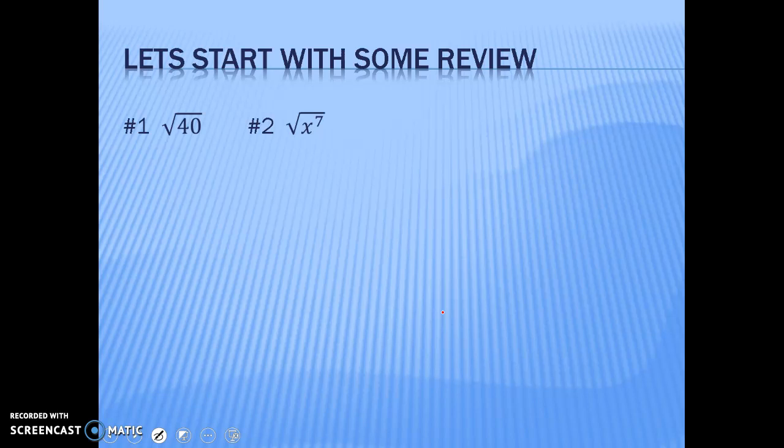We have the square root of 40, which we can write as the square root of 4 times the square root of 10, and we chose the square root of 4 because that's a perfect square. The square root of 4 we know is 2. So we can write the square root of 40 as 2 radical 10.